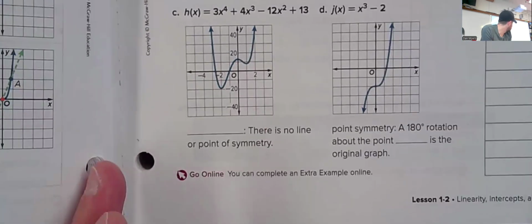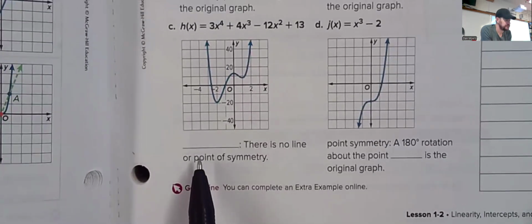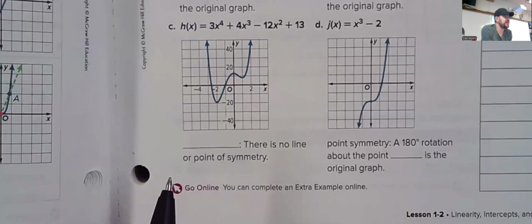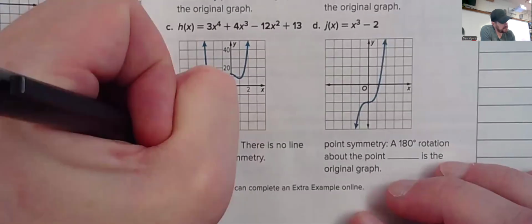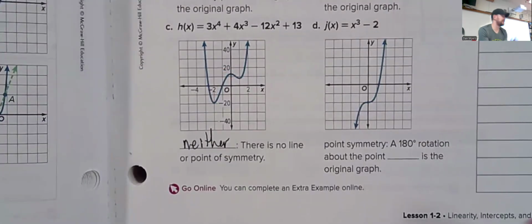It gives us an answer for C. It says there is no line or point of symmetry. So what word do we write here? If it doesn't have line symmetry or point symmetry, what should we write? Neither, yeah. Has neither line nor point symmetry. You can't fold it onto itself. You also can't flip it over and have it be the exact same function.